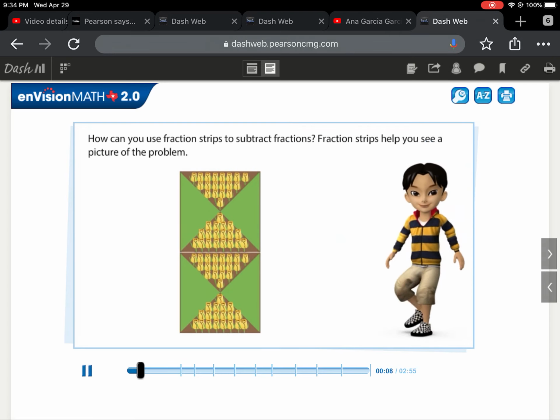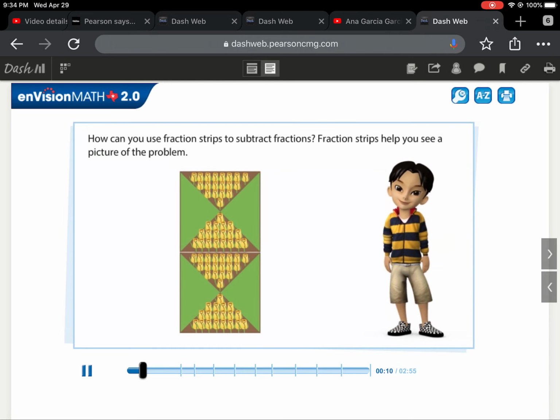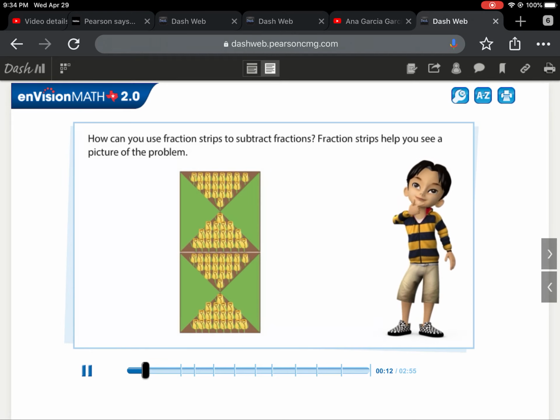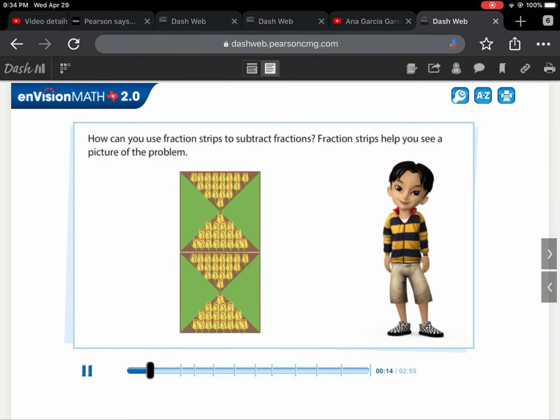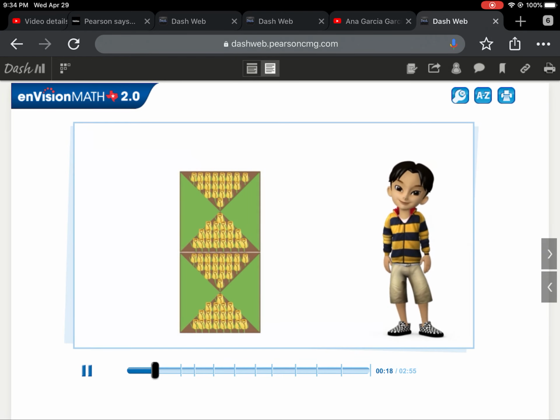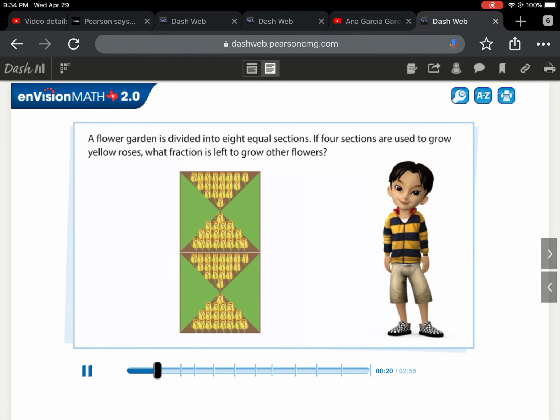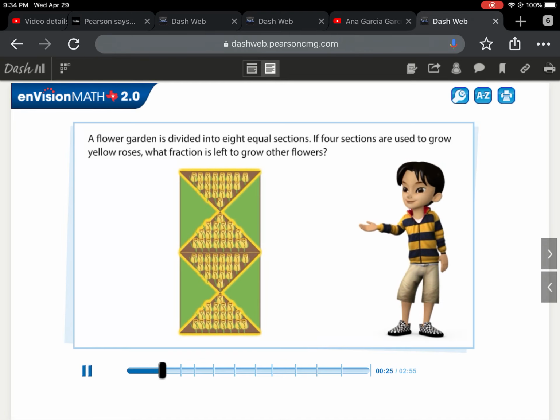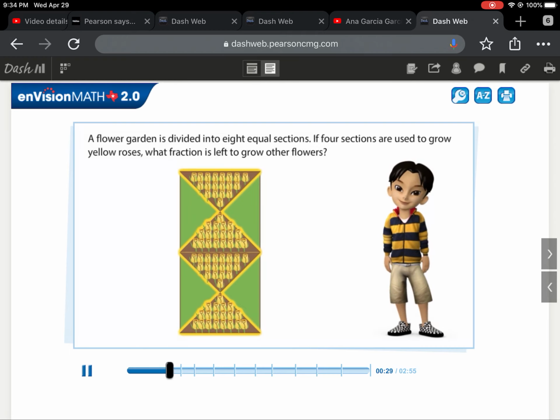How can you use fraction strips to subtract fractions? Fraction strips help you see a picture of the problem. Pictures really help me understand the problem. A flower garden is divided into 8 equal sections. If 4 sections are used to grow yellow roses, what fraction is left to grow other flowers?